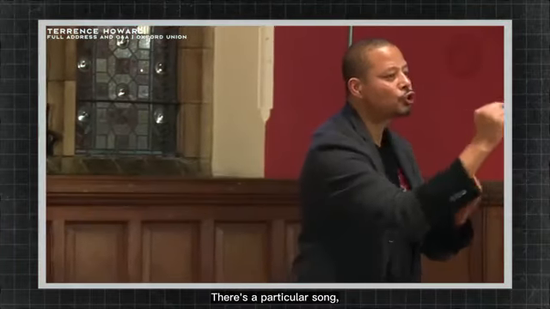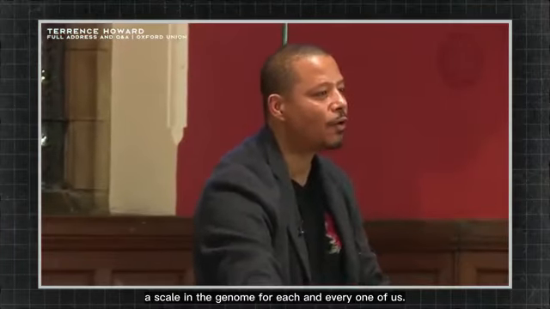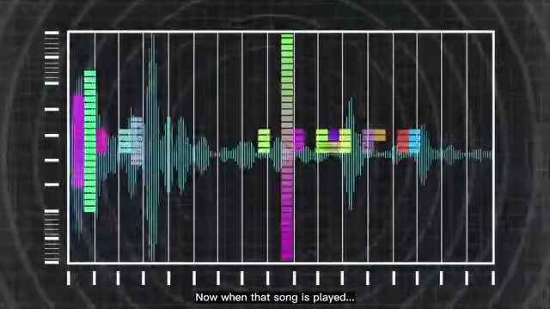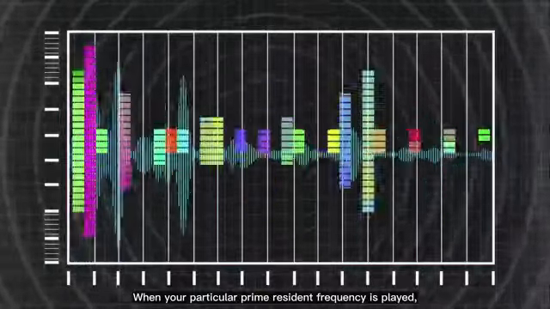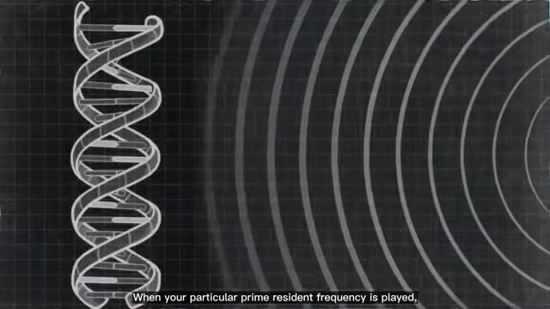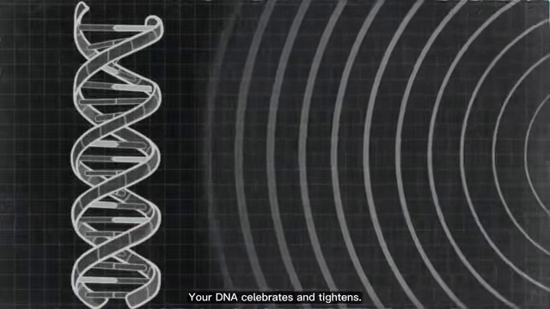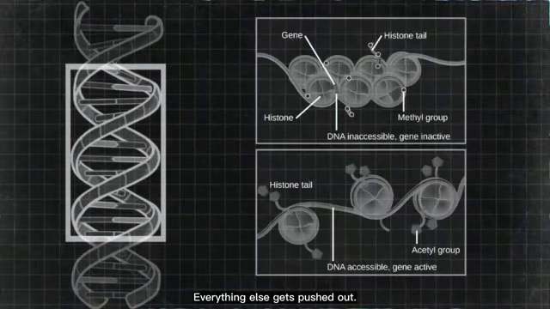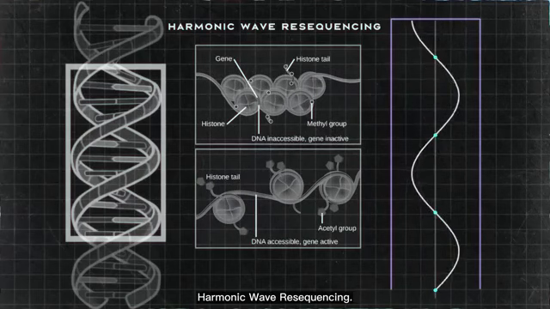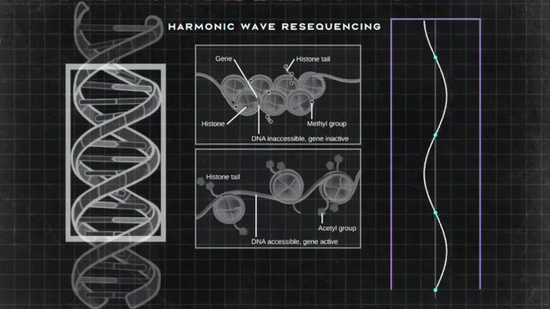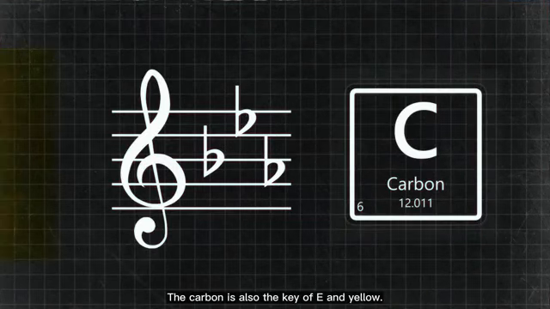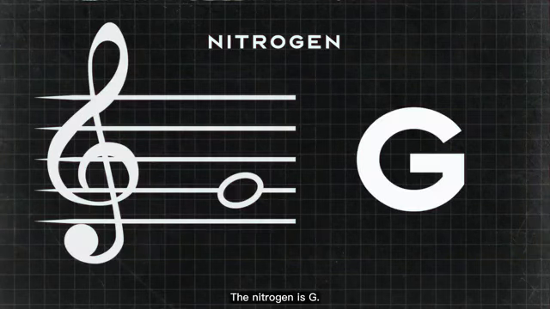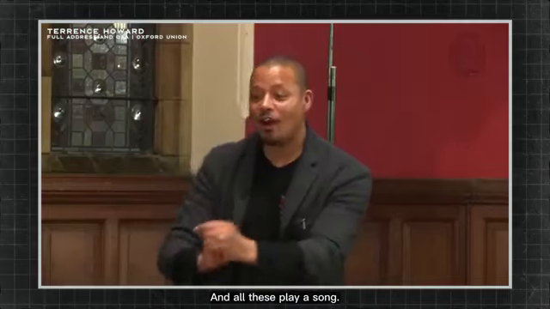There's a particular song, a scale in the genomes for each and every one of us. Now, when that song is played, when your particular prime resonant frequency is played, guess what happens? Your DNA celebrates and tightens. Everything else gets pushed out. Harmonic wave resequencing. The carbon is also the key of E and yellow. The nitrogen is G. And all these play a song.